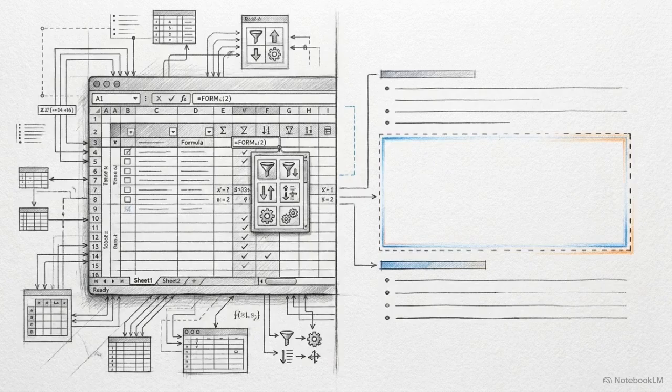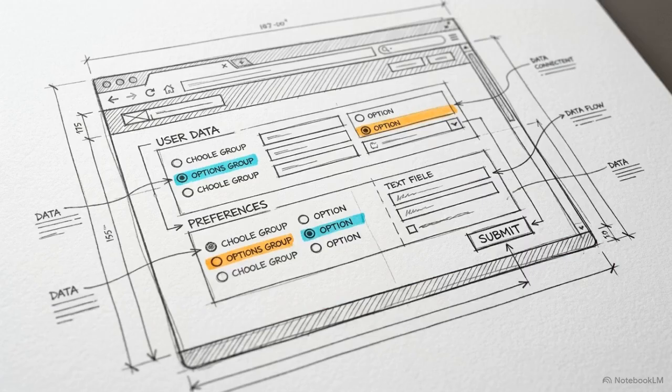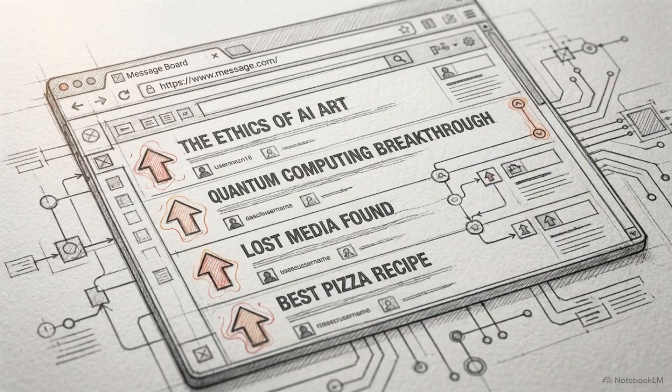The second method is the platform arbitrage pattern. This happens when a highly useful feature exists in one ecosystem but is completely missing in another. For example, if people rely on a specific form builder in Airtable, you can build that exact same functionality as a plugin for Notion.